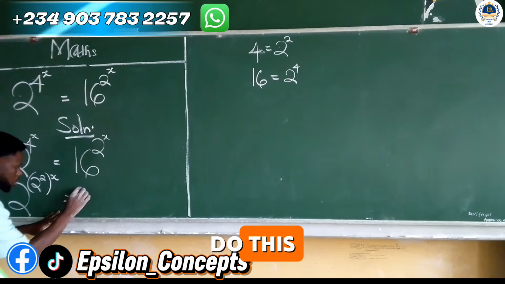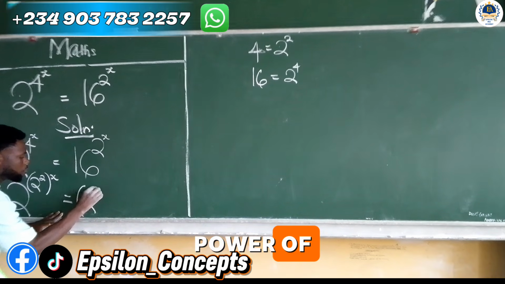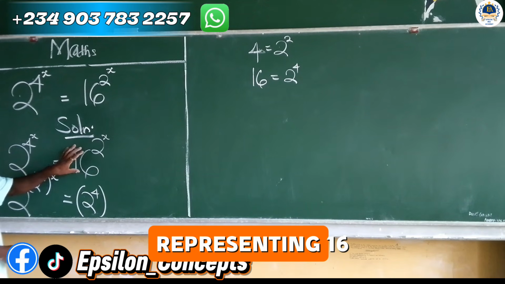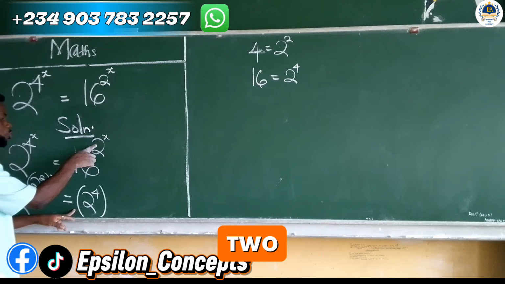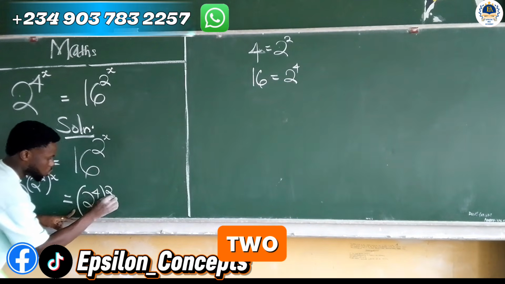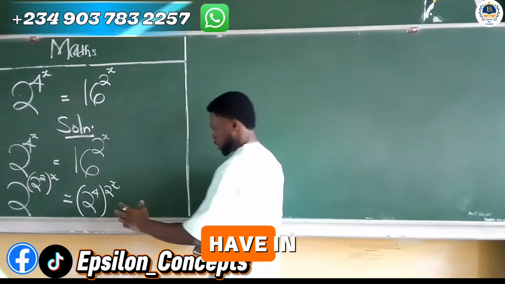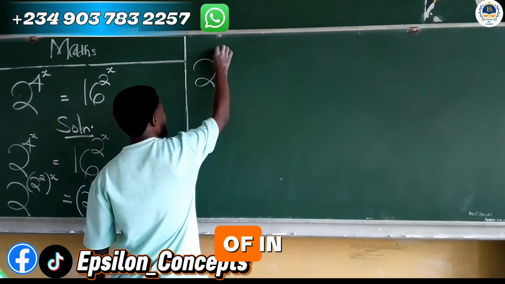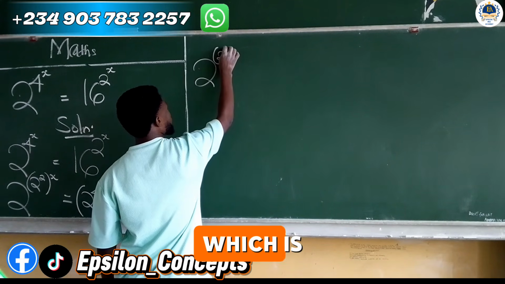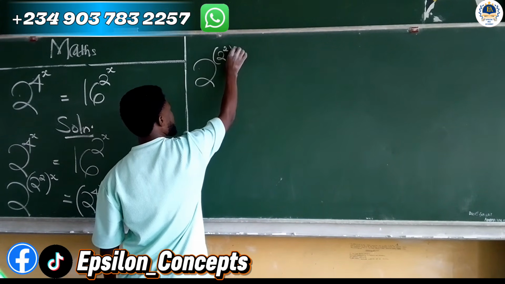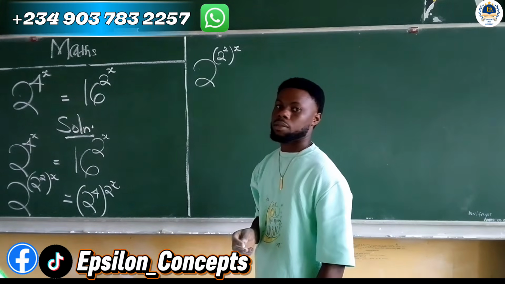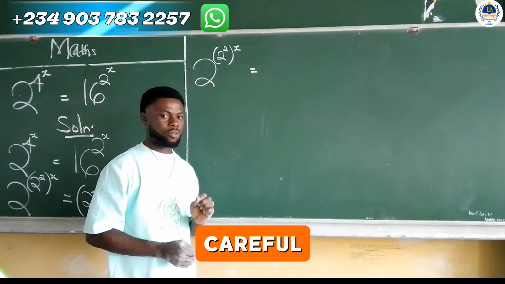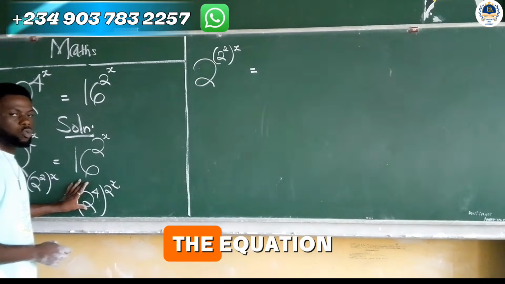So let's do this. 2 raised to the power of 4. This 2 raised to the power of 4, which is representing 16, is raised to the power of 2. Now from what we have in this part of the equation, we have 2 raised to the power of, in bracket, 2, which is raised to the power of 2, then raised to the power of x. At this point, we have to be very careful when dealing with this part of the equation.